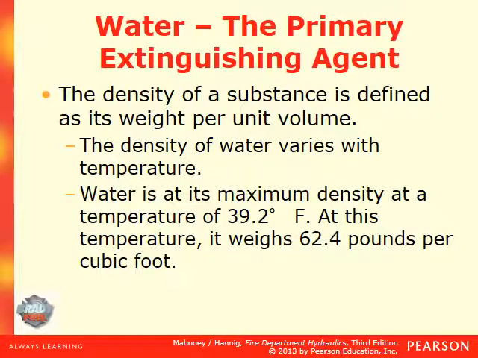The density of a substance is defined as its weight per unit volume. The density of water varies, as I said, with its temperature. Water is at its max density at a temperature of 39.2 degrees Fahrenheit. At this temperature, it weighs 62.4 pounds per cubic foot.